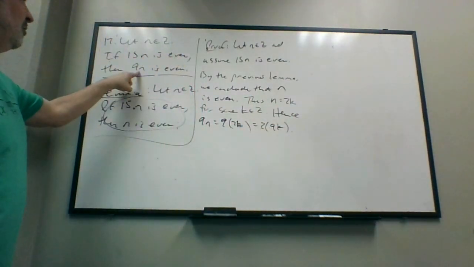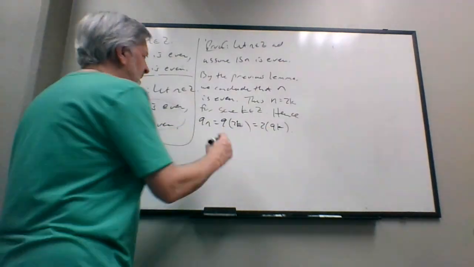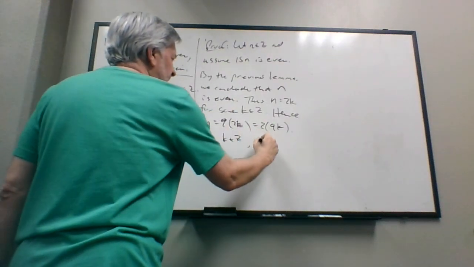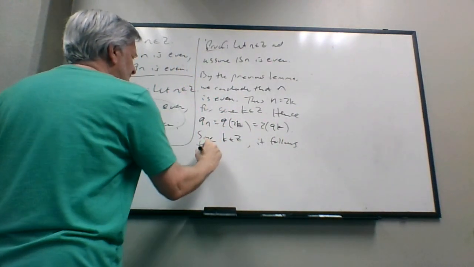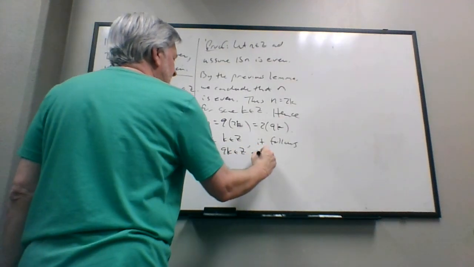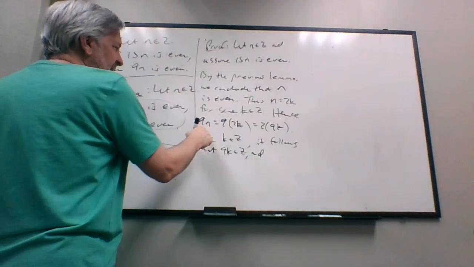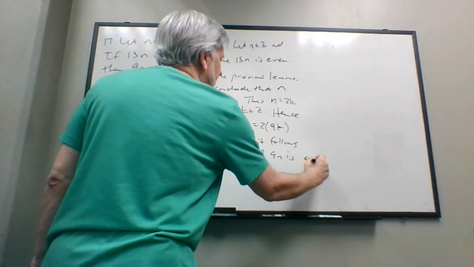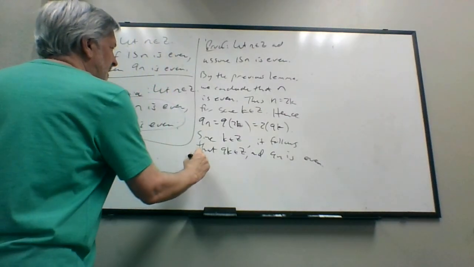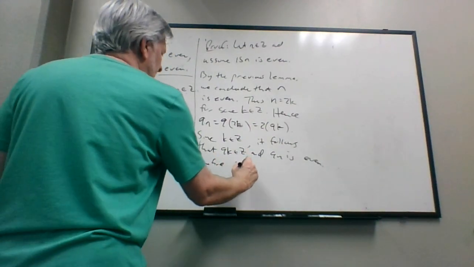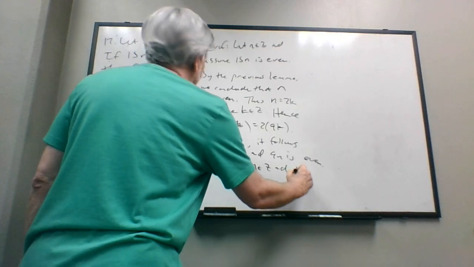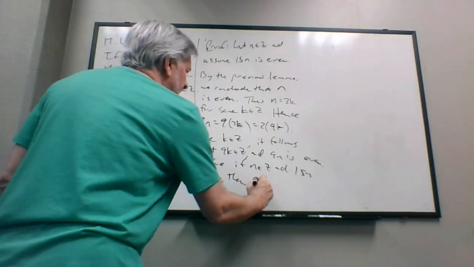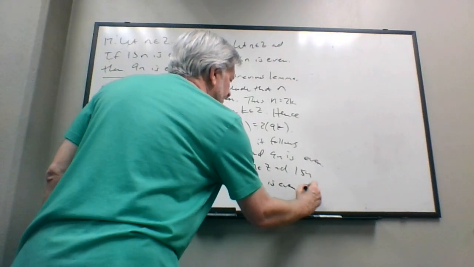Okay, now why did I stop there? I'm trying to show 9n is even. I got 9n is 2 times something, and again, I need to explain that's an integer. So since k is in Z, it follows that 9k is in Z. And we just showed we have 9n is 2 times an integer, so 9n is even. Therefore, I'm just writing the conclusion: if n is in Z and 15n is even, then 9n is even. And there we go. Here's our proof.